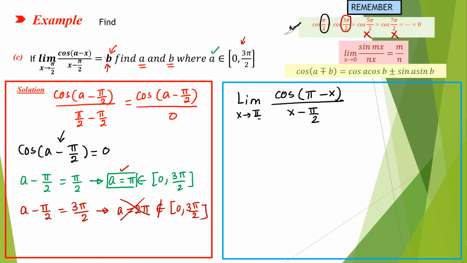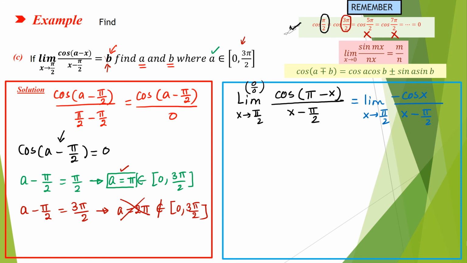By direct substitution you will get that this limit is 0 over 0, so you have to work on it. And you know that cosine of (pi minus x) equals negative cosine x. So this equals the limit of negative cosine x divided by x minus pi over 2 when x goes to pi over 2.